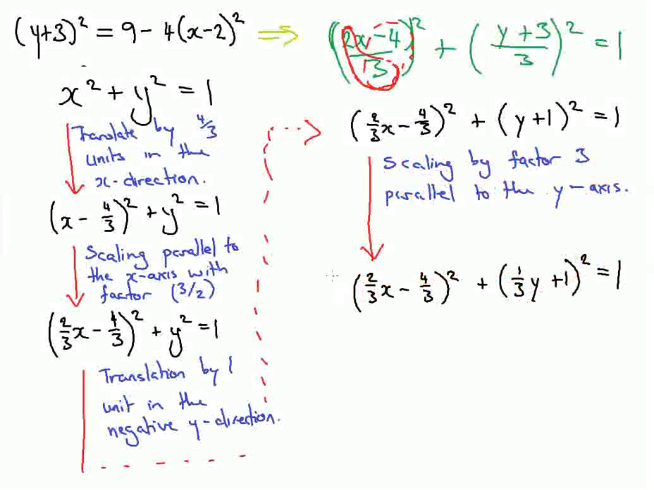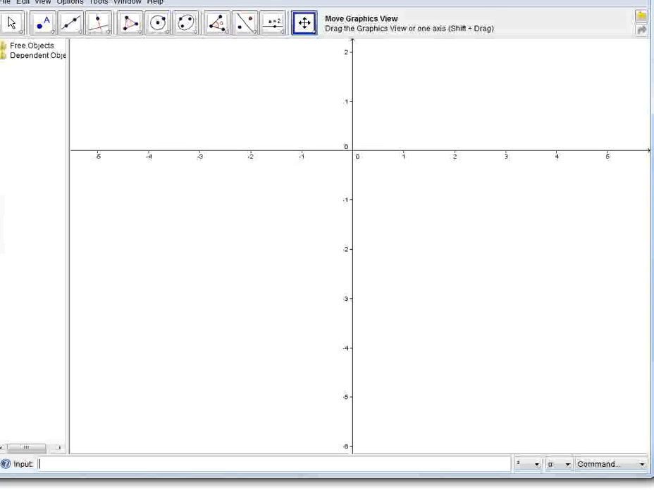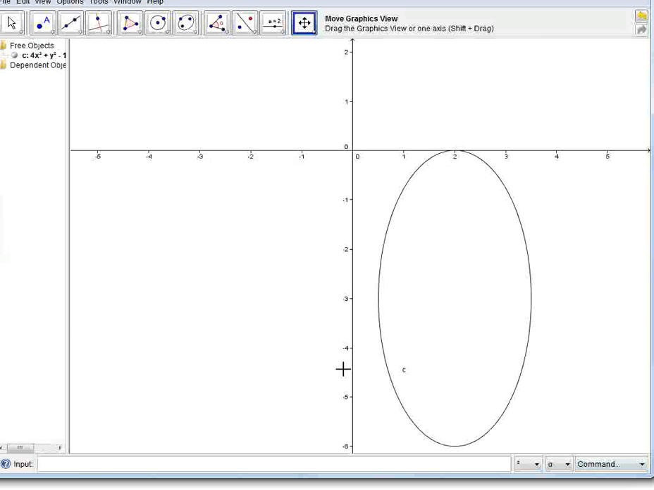So we can actually draw this graph into GeoGebra, and we can see that the original curve is (y + 3)² = 9 − 4(x − 2)². So we can see what that looks like.